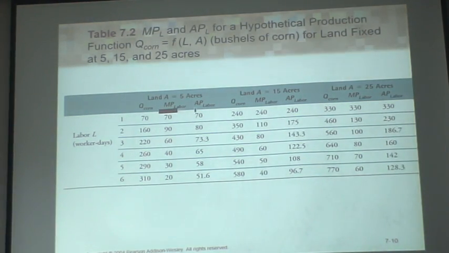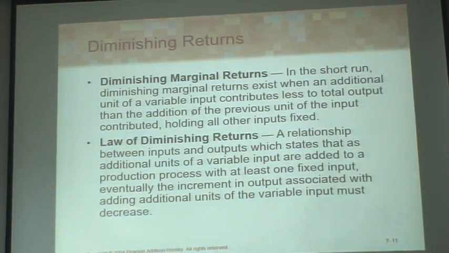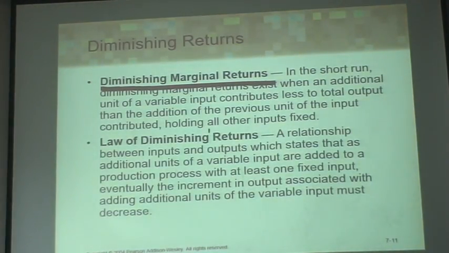What is MP? What is AP? MP is each additional unit of factor of production, in this case labor. Each unit of labor brings you each additional production. You calculate that. And AP is total product divided by the number of input units used, okay? And we know that diminishing marginal returns, if you still remember, we used the example of the rocket, okay?